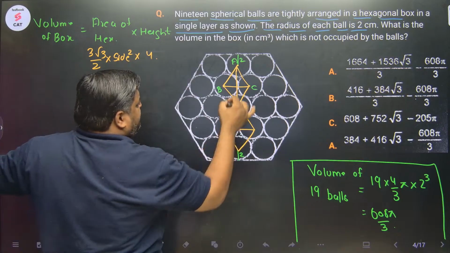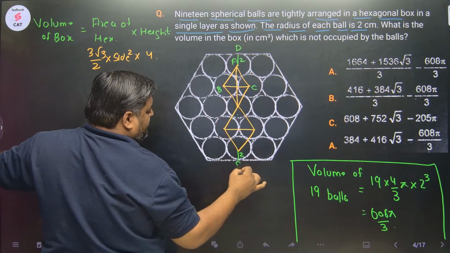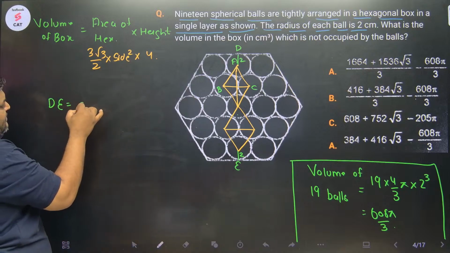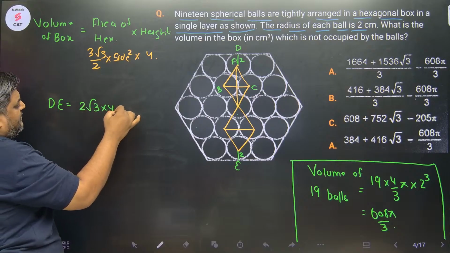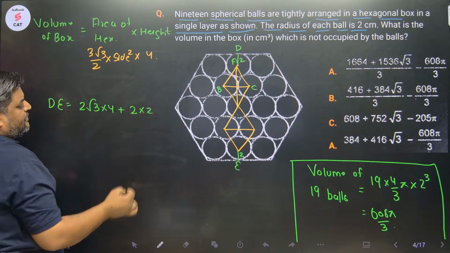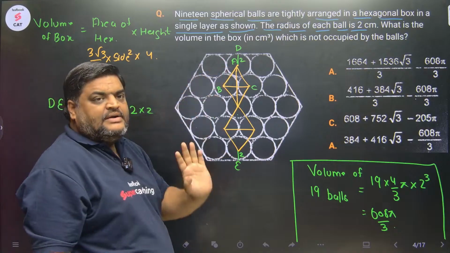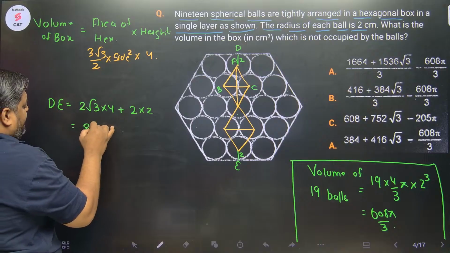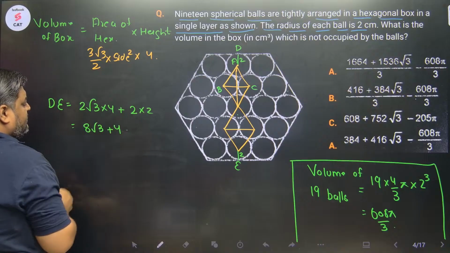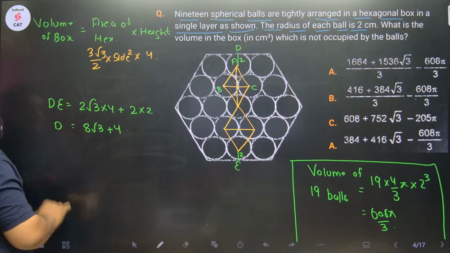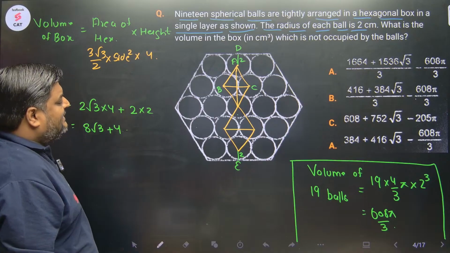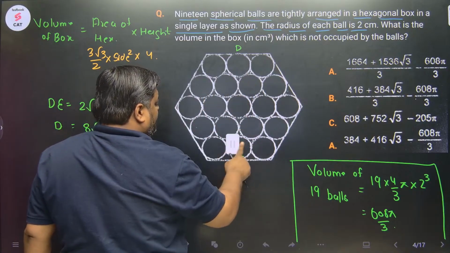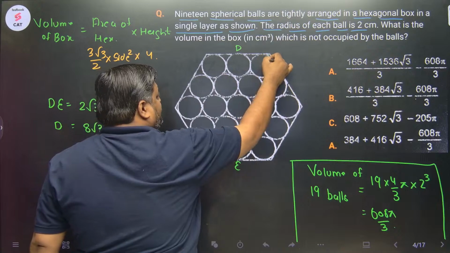Let's name it: ABC, this one we call D, and this one E. Come on. What is DE? So DE is what? 2 root 3 into 4 plus radius 2 into 2. This 2 and this 2 will add up. What you will have here is 8 root 3 plus 4. That is the length. 8 root 3 plus 4. The length of DE. Now let me take out this entire diagram. This DE length is as good as this length.